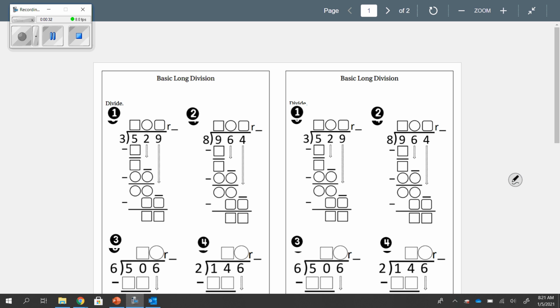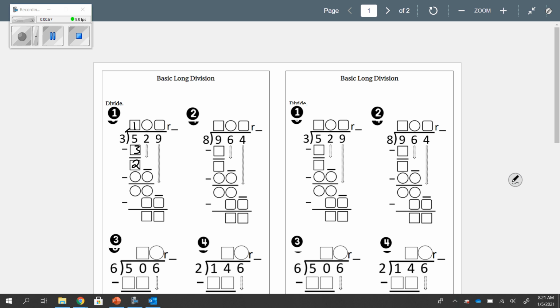All right, so we start with number one. It's basic long division. Divide. We have 529 divided by 3. We take it one at a time. How many times does 3 go into 5? One time. We write that. So 1, then we do 1 times 3. We get 3. 5 minus 3 is 2.